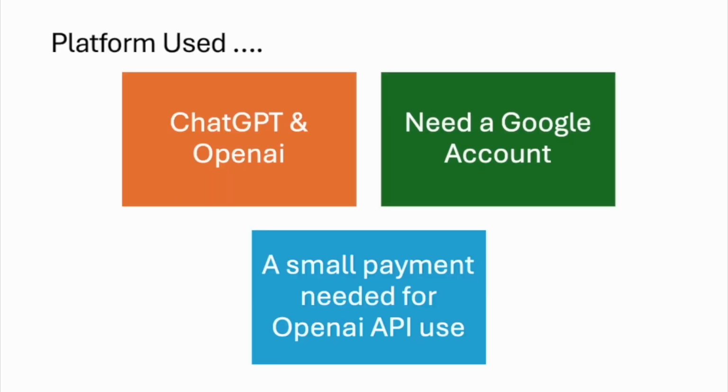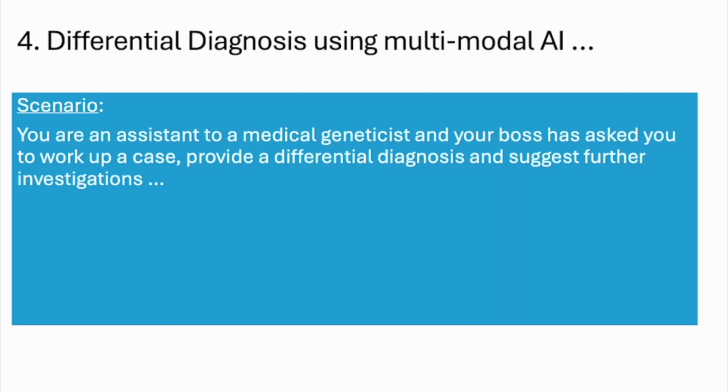So to use this application, what you will need is access to the ChatGPT platform, OpenAI platform. You will need a Google account or a Microsoft or Apple account and a small payment for OpenAI API use. So the scenario is that you are an assistant to a medical geneticist and your boss has asked you to work up a case, provide a differential diagnosis, and suggest further investigations. Can you use AI to help you?